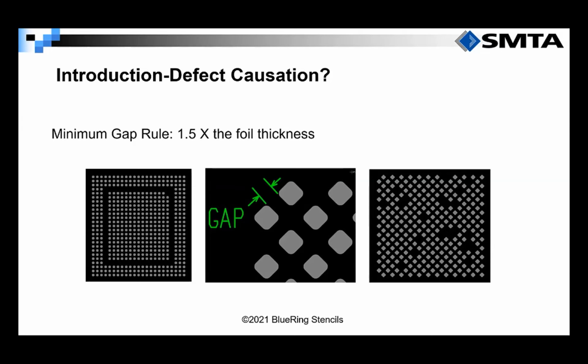One way to define the minimum gap between apertures is to use the 1.5 times the foil thickness rule. This rule states that at a minimum, there must be 1.5 times the foil thickness of metal between any two apertures on the stencil. As long as good gasketing is maintained, this rule seems to be very successful at preventing bridges.